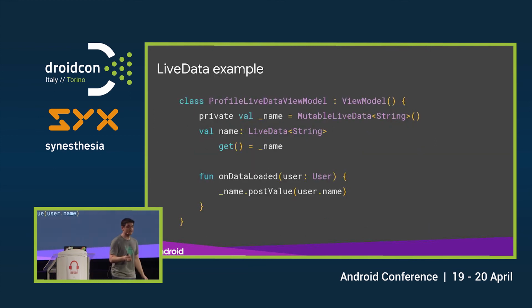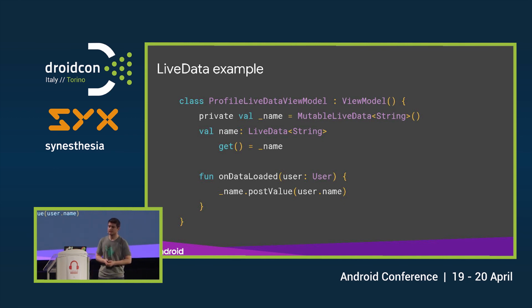Live data, very, very similar to observable fields. In this case, I'm showing the recommended pattern. It's always a good idea to expose an immutable version of an object. So here we're using a backend field, which is mutable, and exposing the live data, which is immutable. And then when the data is loaded, we just post the value or set the value on the backend field. This is exactly the same as set in observable fields.